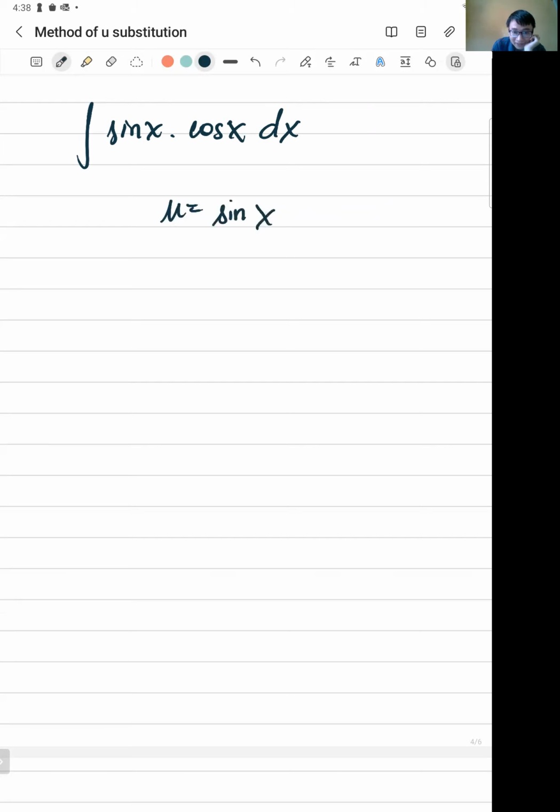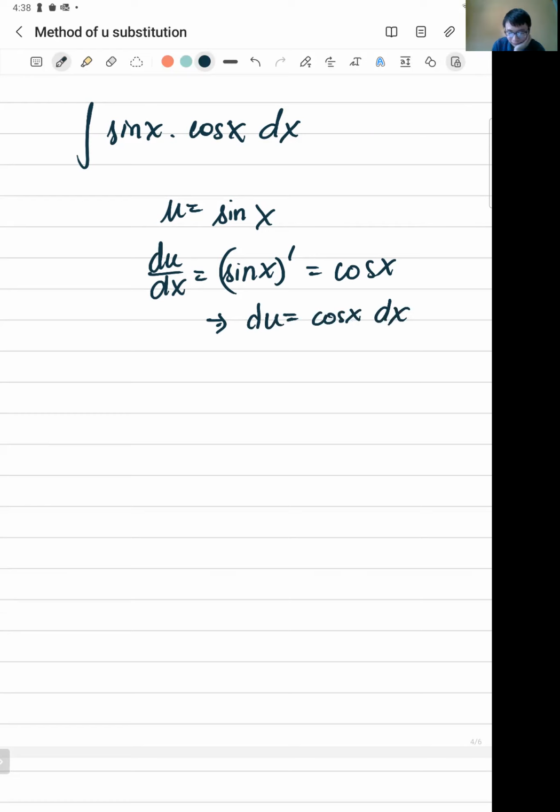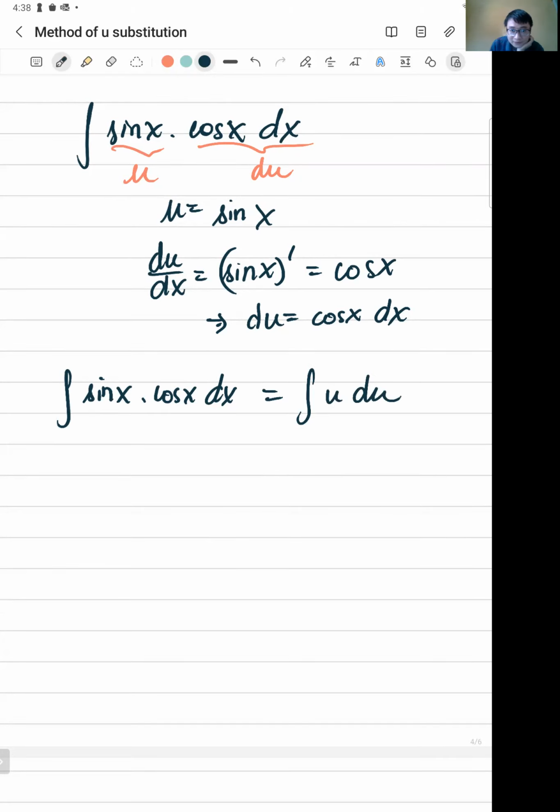So if we choose sine of x, we put u equal to sine of x. Now if I differentiate, du over dx, that means I'm differentiating sine of x, is equal to cosine of x. That means du is equal to cosine of x times dx, right? So I realize that this part I can set as a du, and sine of x I can set as a u.